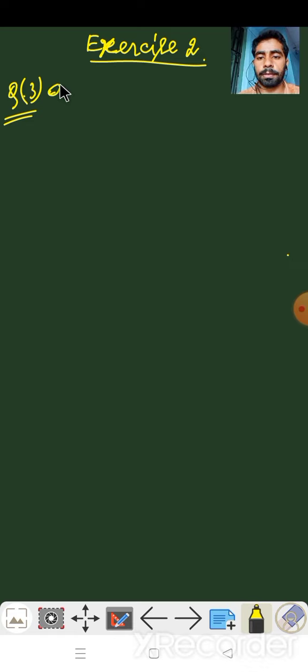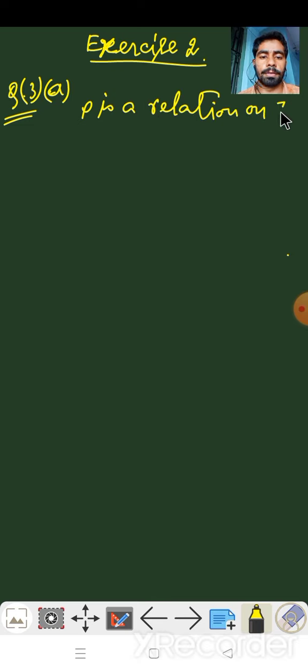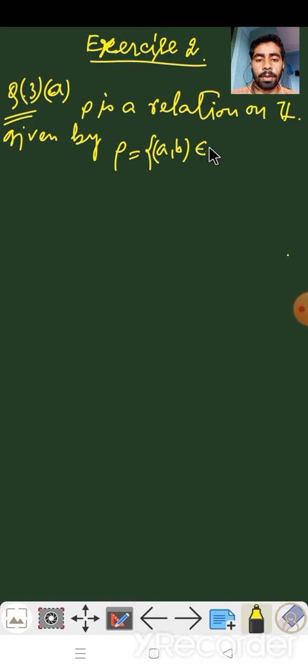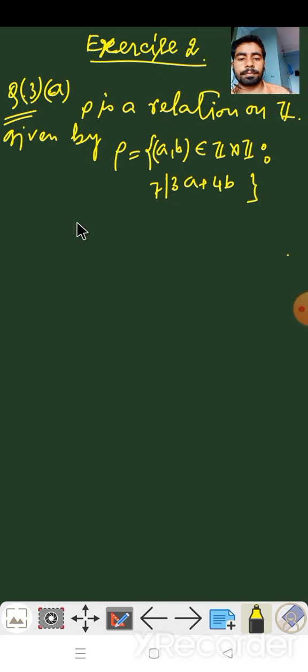3a is given by a relation rho defined on Z, that is, rho is a relation on Z given by rho equals the ordered pair (a, b) belonging to Z cross Z such that 7 divides 3a plus 4b, that is, 3a plus 4b is a multiple of 7.